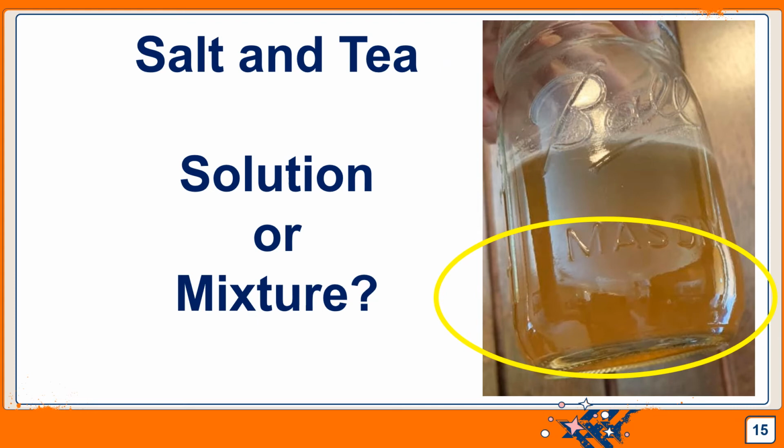All right, let's talk about salt and tea. Is this a solution or a mixture? Salt and tea are very similar to salt and water, so this must be a solution as well. Look in the circle. All of the salt dissolved, so the same thing. The tea is a solvent and the salt is a solute. So, just like the water and the salt, this is a solution.